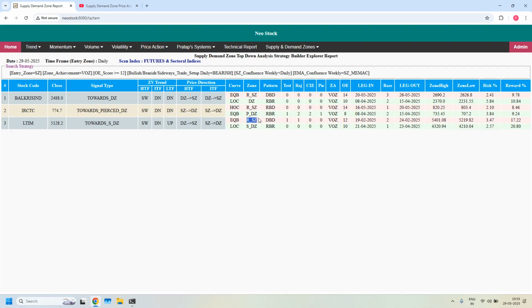See, one of the supply zones is already tested, and price is moving to the demand zone after testing. Or maybe previously tested, not now, previously. Okay, anyway, this is based on LTF, ITF supply zone confluence and ITF EMA confluence. Next, we will further filter based on LTF, ITF and HTF supply zone confluence. That is daily, weekly and monthly supply zone confluence.